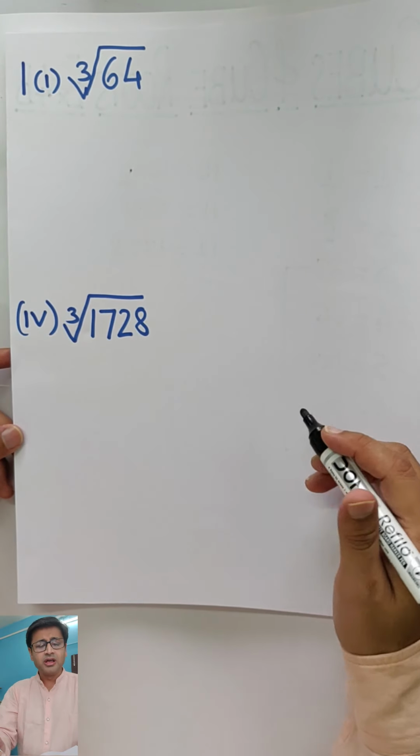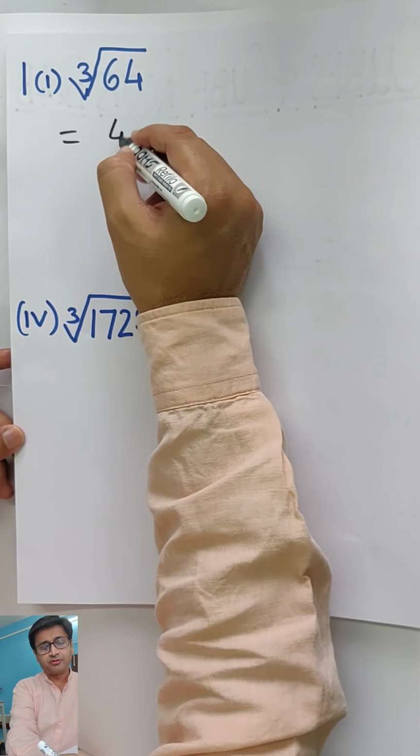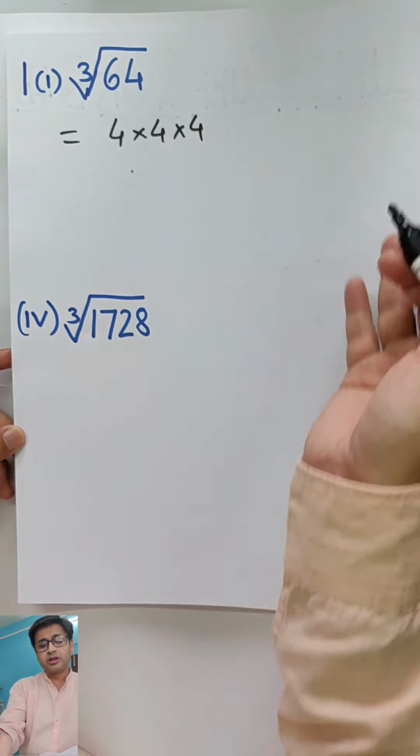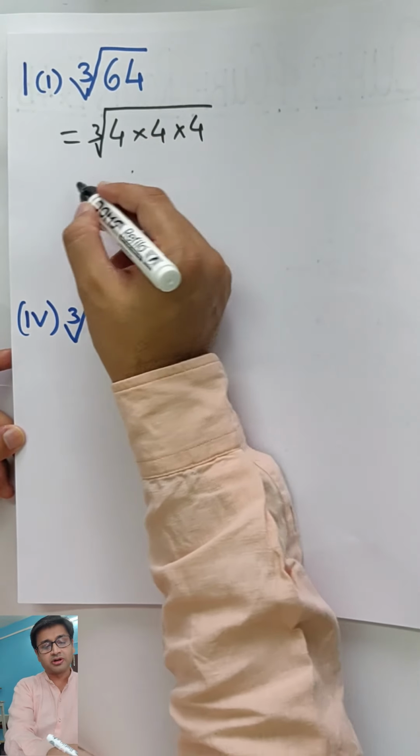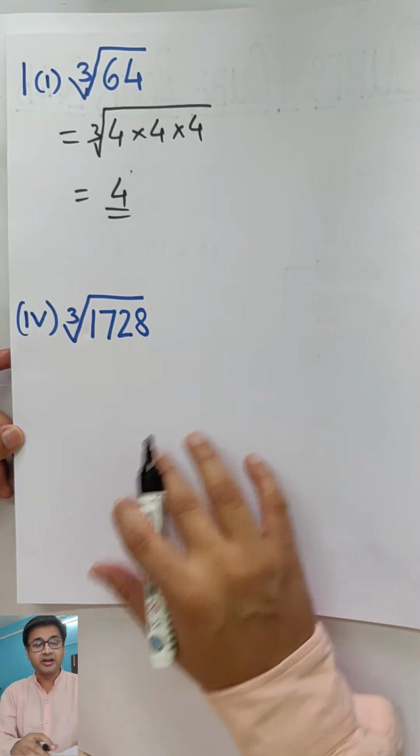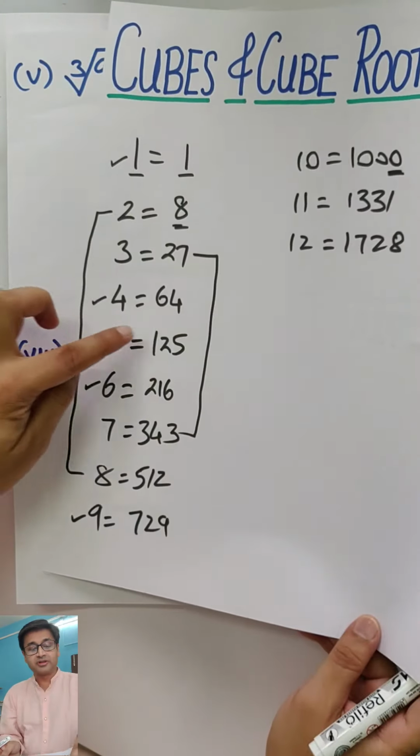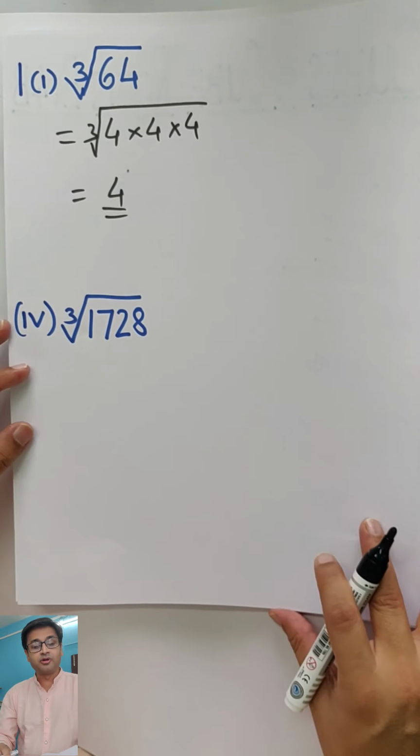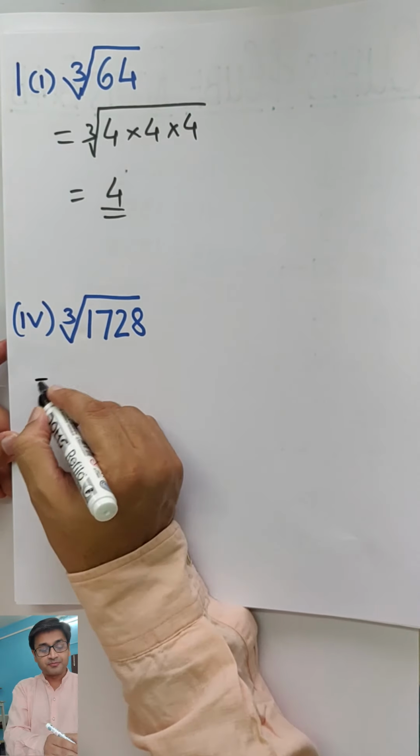Come on. 64. In fact, mental math should help you. 4 into 4 into 4. Don't even go for prime factors and waste your time. They are not asking you by the prime factor method. They are just telling you to find the cube root. So you already know 4 cubed is 64. So directly write 4 into 4 into 4 and get your answer.